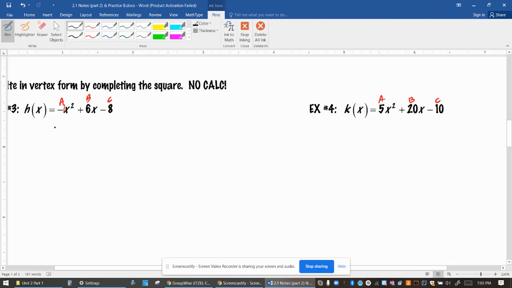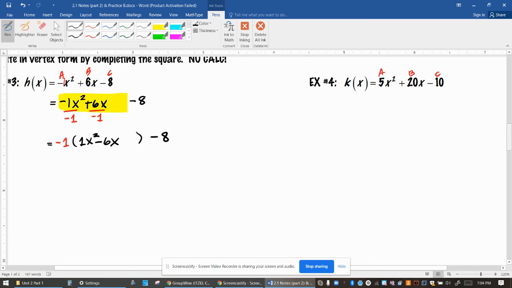Okay, so according to the steps, I still push the constant term off to the side. Now I'm going to concentrate on creating a new trinomial here. But before I take half of b and square it, I need to obtain a leading coefficient of positive 1. So I'm going to go ahead and divide just the first two terms. That's important. Just the first two terms by negative 1. So the minus 8 is still there. It's just off to the side. And I'm going to create a quadratic trinomial that now begins with a 1. So I can follow the steps that I learned previously.